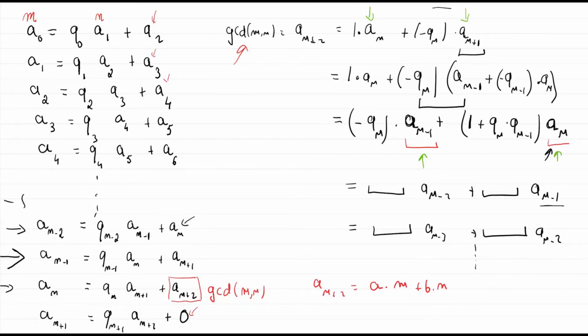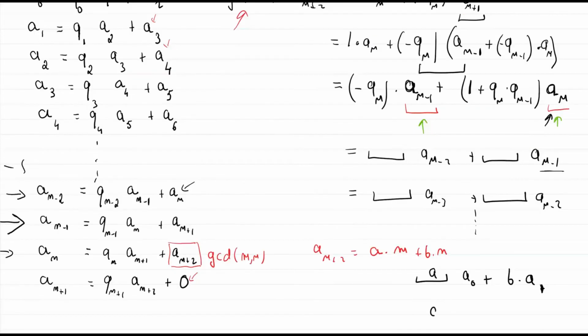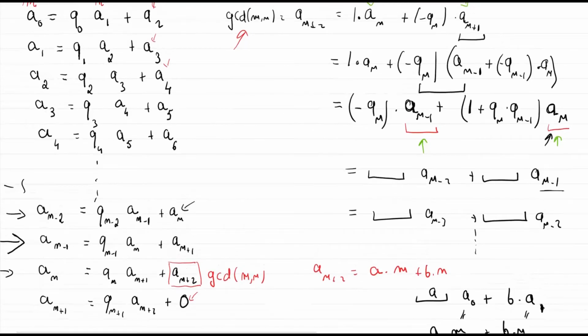And once I get there, I have my GCD written as a times a_0 plus b times a_1 for some integers a and b. So a times m plus b times n, because m I called a_0 and n was called a_1, for some coherence in our notation. So stop the video, think about it a little bit, and convince yourself that it works.